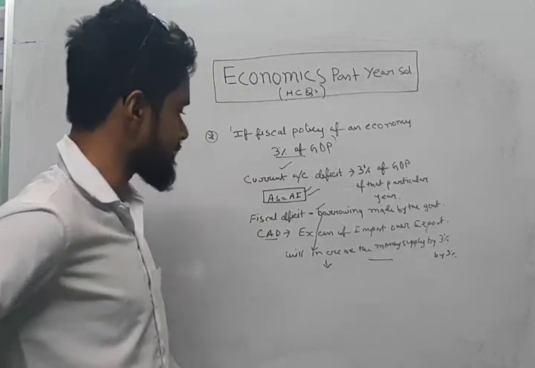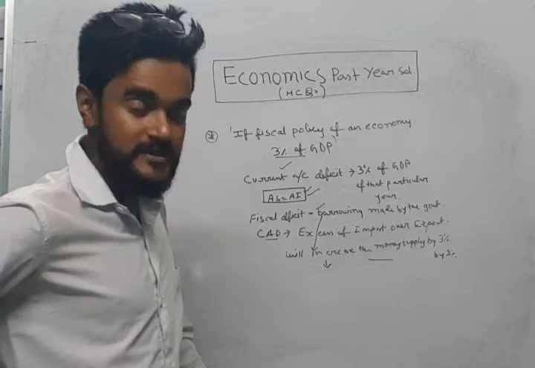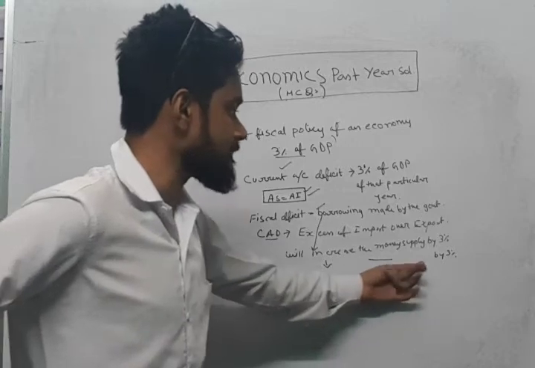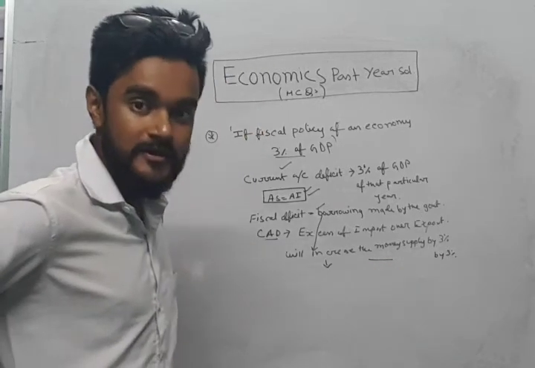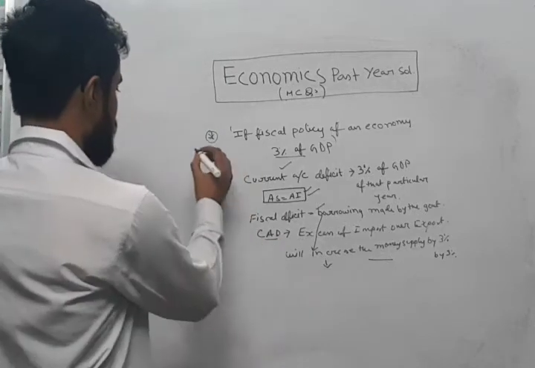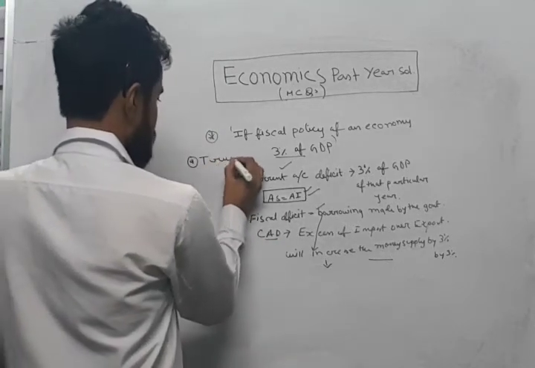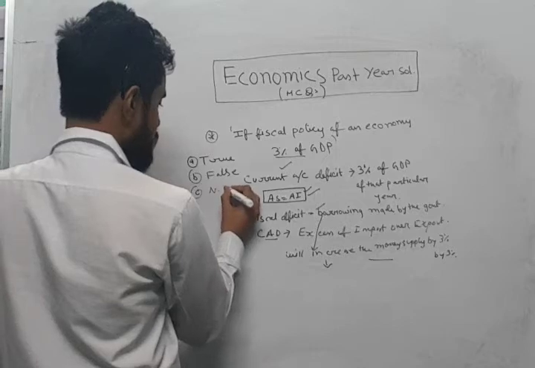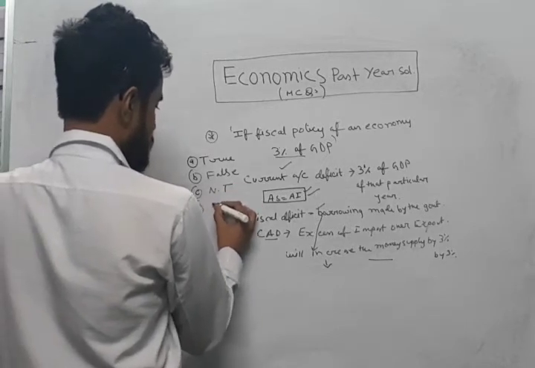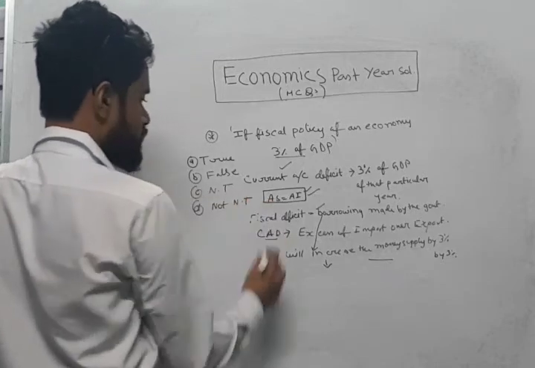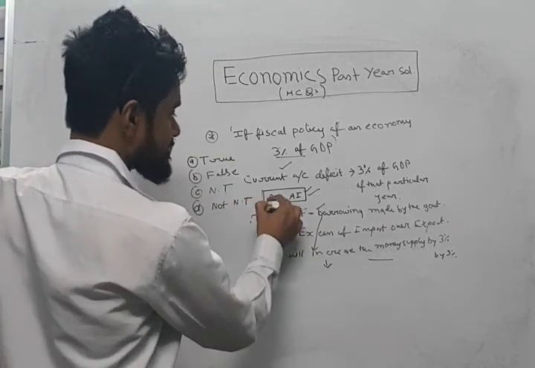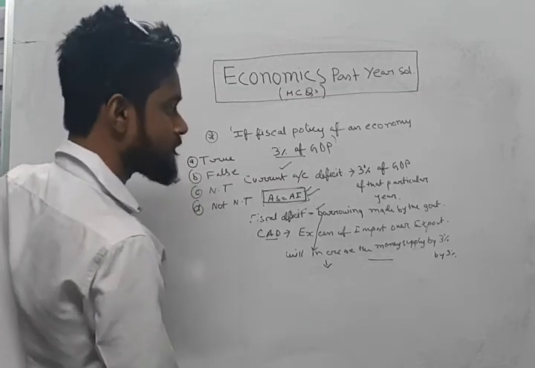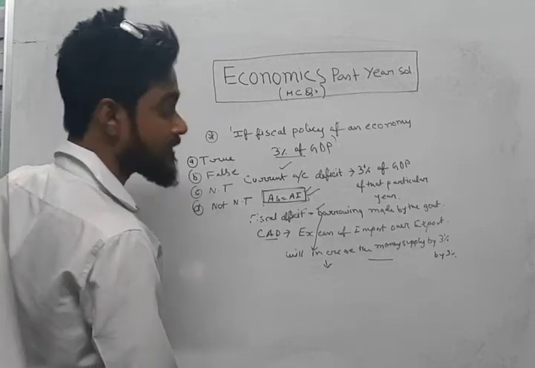And we also know that CAD, the current account deficit, is the excess of import over export. By doing that, it will decrease the money supply by 3%. So you would conclude that there were 4 options. Option A was true, option B was false, option C was necessarily true, and option D was not necessarily true. Out of which we know this statement is right, that aggregate supply is equal to aggregate demand at equilibrium. So in today's video we solved 2 questions from previous year's papers from economics.